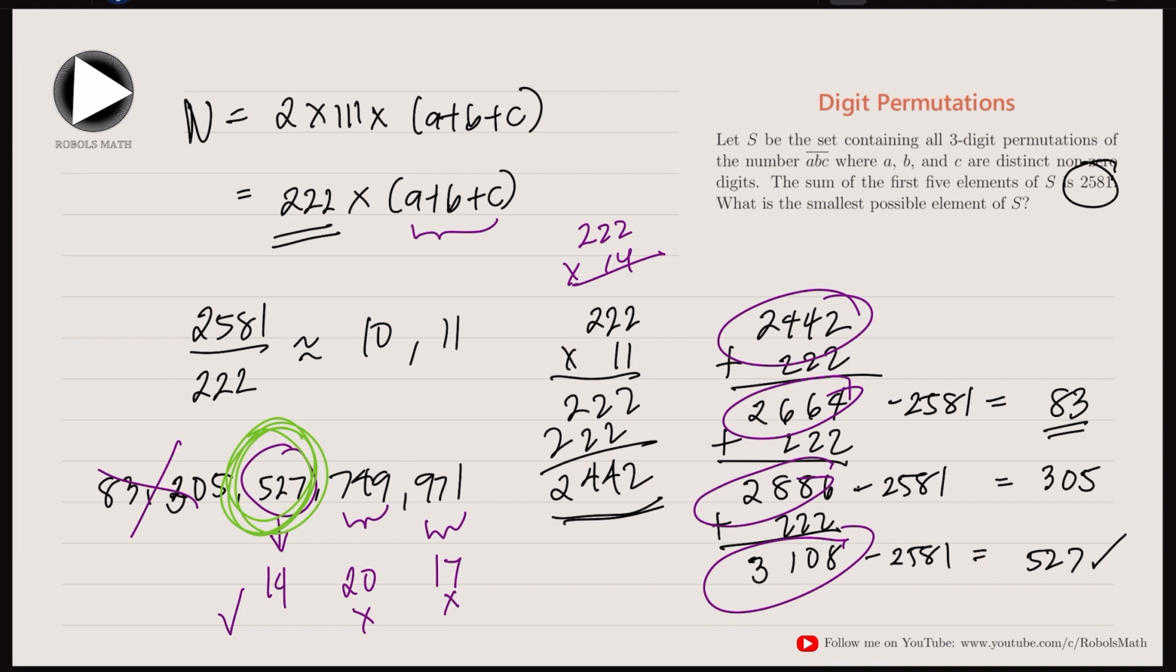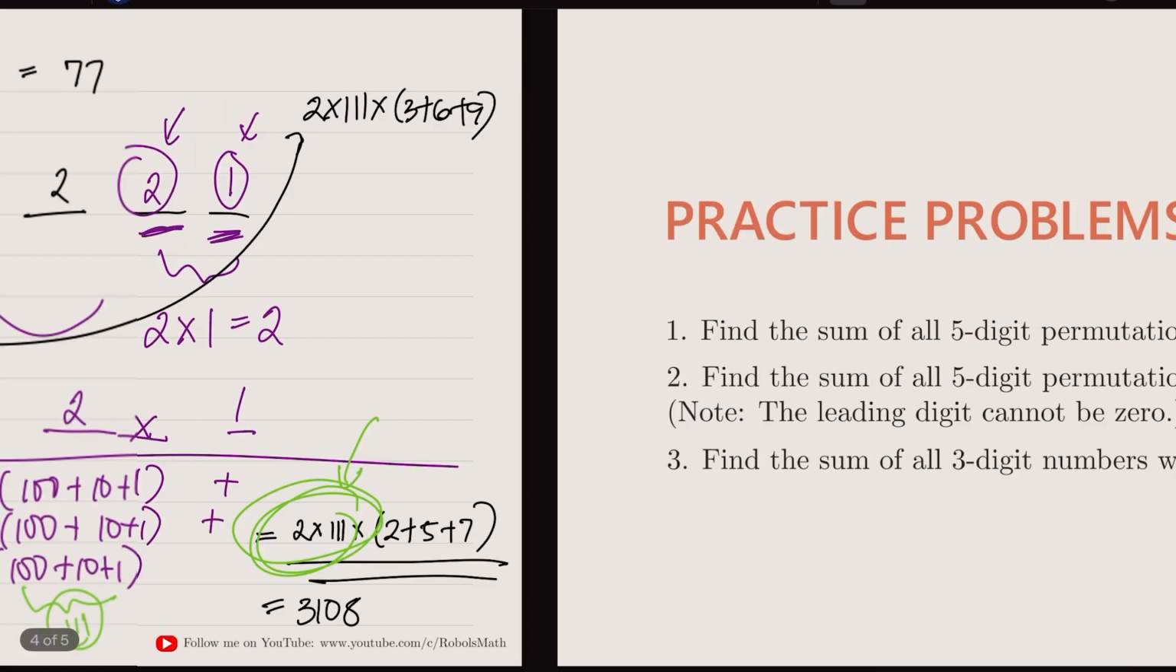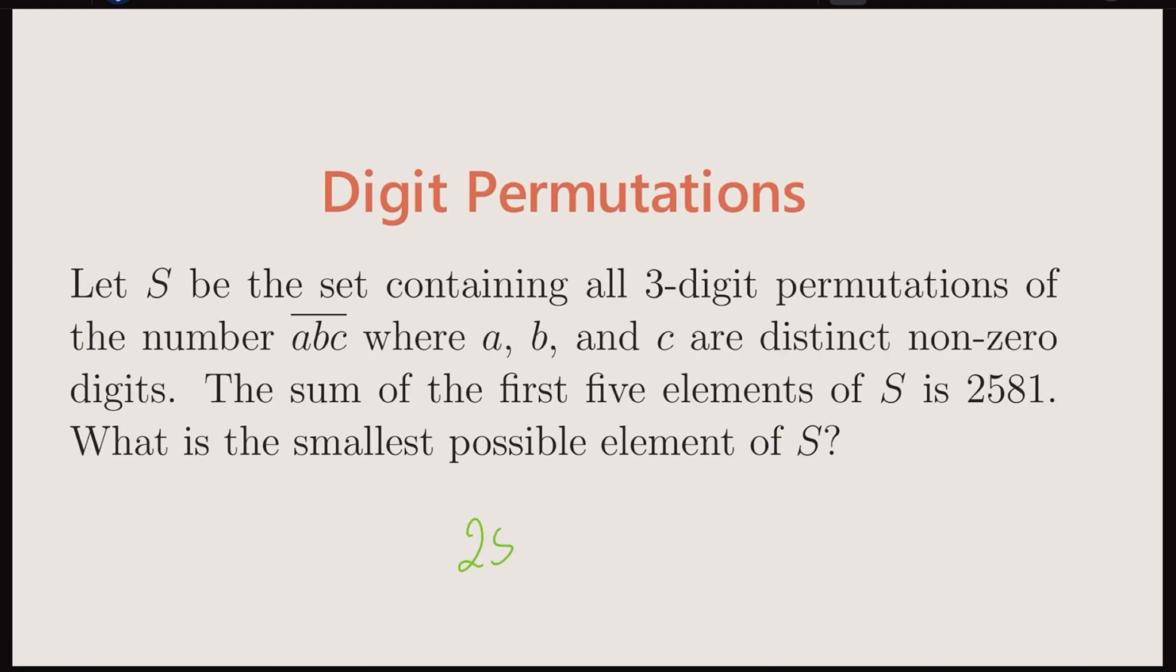Is that clear? Or is it a bit confusing? If it is confusing, let me know in the comments, please. So to answer the question, what is the smallest possible element of S? We know that 527 is the missing element. So the smallest permutation of that is 257. So the answer for this question is 257. And that's our final answer.